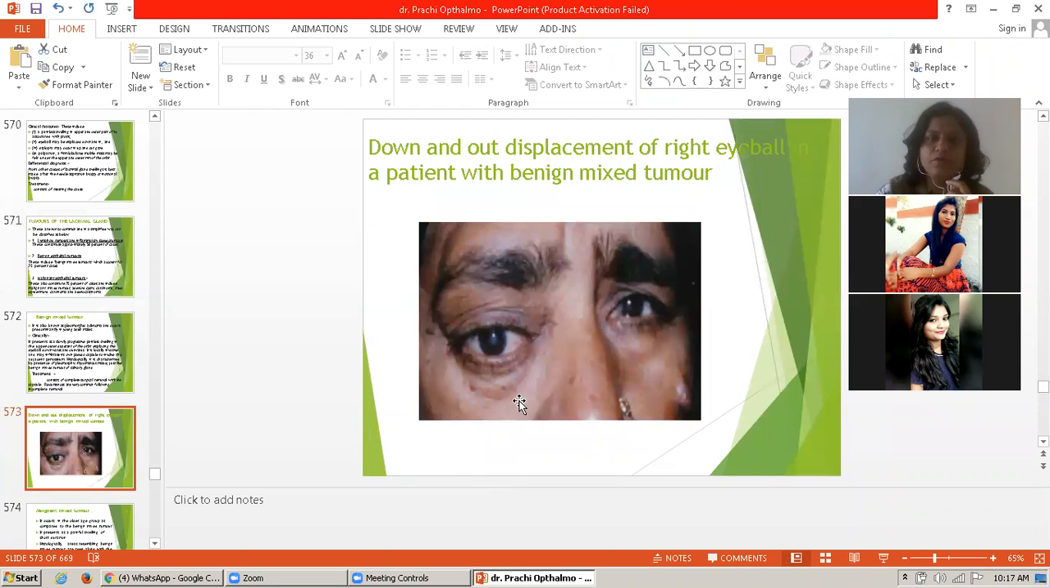So this is a down and out displacement of the right eyeball in a patient with a benign mixed tumor. The patient shows how there is a downward and outward displacement of the right eyeball with the benign mixed tumor of the lacrimal gland.